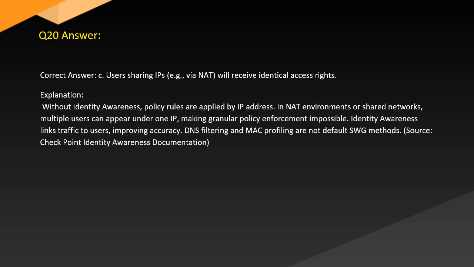Answer. Correct answer: C. Users sharing IPs via NAT will receive identical access rights. Explanation. Without identity awareness, policy rules are applied by IP address. In NAT environments or shared networks, multiple users can appear under one IP, making granular policy enforcement impossible. Identity awareness links traffic to users, improving accuracy. DNS filtering and MAC profiling are not identity methods. Source. Check Point identity awareness documentation.